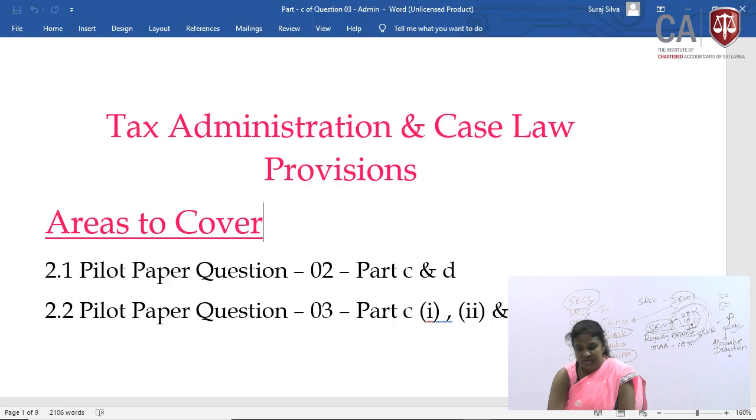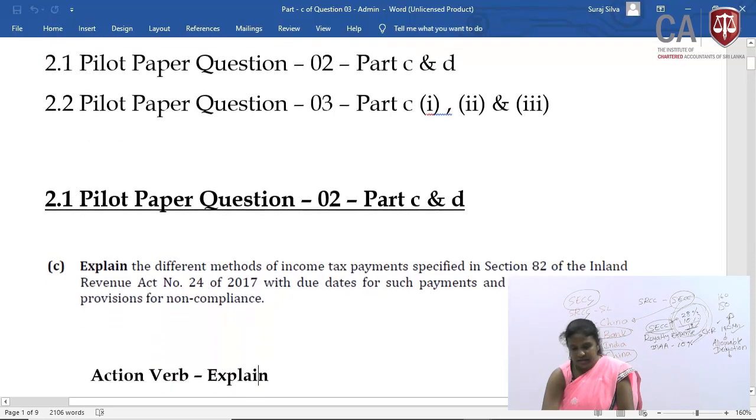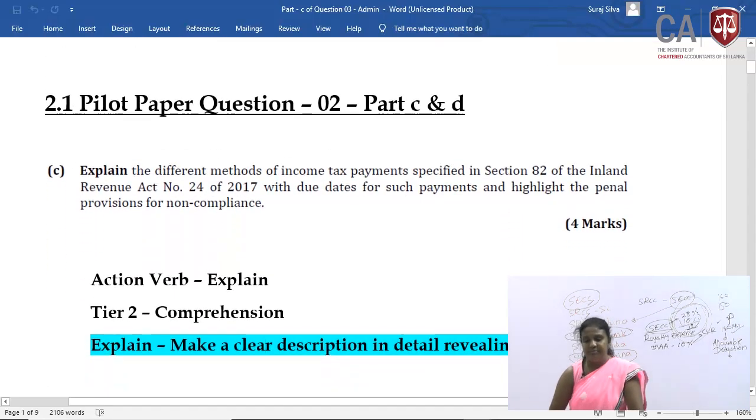Now, tax administration and case law provisions, these are the two areas: pilot paper question 2, parts C and D, and pilot paper question 3, part C, Roman 1, Roman 2 and Roman 3. These are very easy. I need to explain a little bit, that's all. Okay. Then here, the pilot paper question 2, C and D.